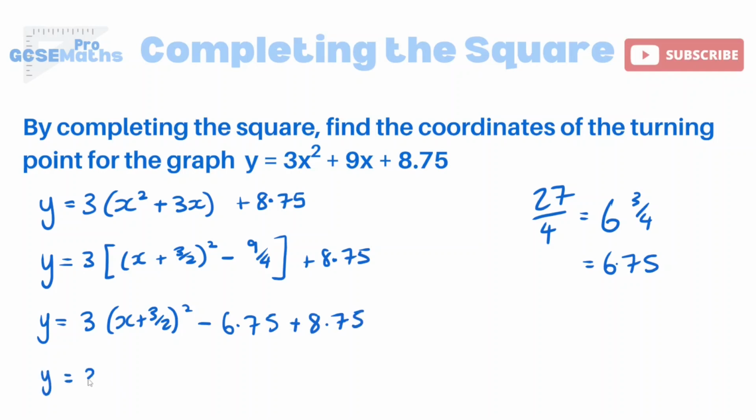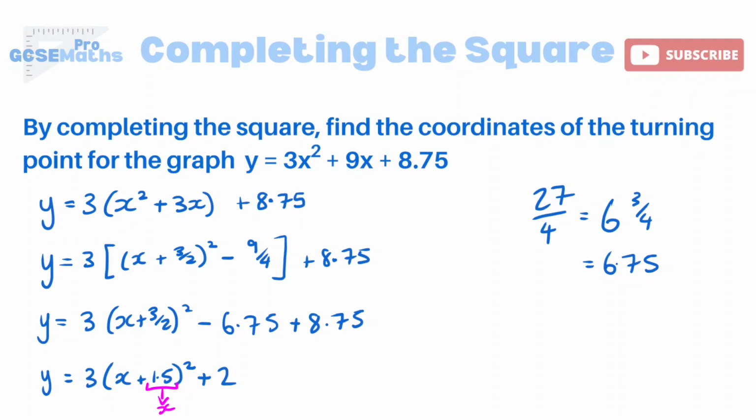Okay, so y equals 3. Seeing as this is in decimals, let's write everything in decimals. 3 over 2 is just 1.5, isn't it? Okay, so 3 multiplied by x plus 1.5 squared, minus 6.75 plus 8.75 is going to be positive 2, isn't it? So even though you had decimals there, actually this has come out quite nicely. And from here, again, just ignore the 3 at this point.